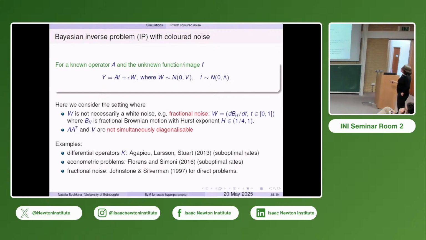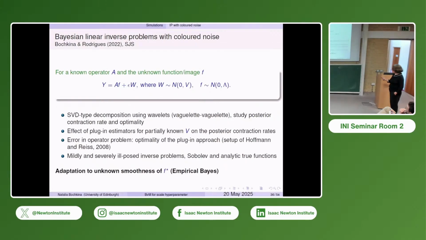So what I looked at, at least by the time we had done it, only Ian and Bernard had modeled this sort of problem with fractional noise, but for direct problems, and studied it theoretically. The fractional noise was our example in which we run everything, but the setting applies to other operators as well. So the idea is to use an SVD type decomposition, but using wavelets.